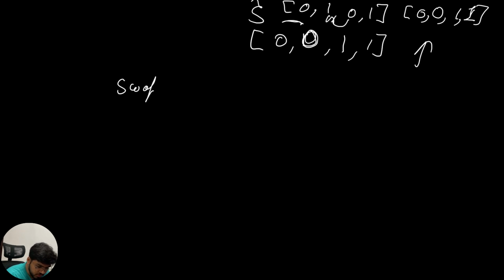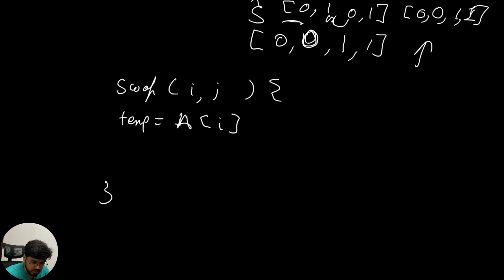So we'll make a function that will swap two variables, and what we will do, we will make a temporary variable that will have the array's ith element. Now what we will do, we will put a of j as a of i, and then a of i as a of j, and then a of j as temporary.